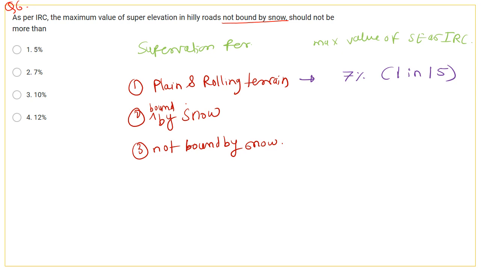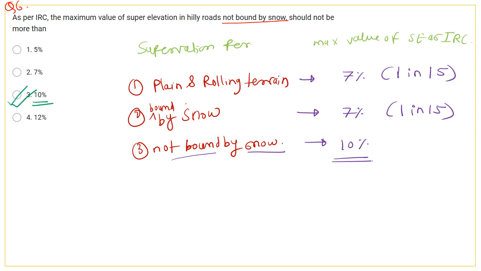1 in 15. Then second is 7%, 1 in 15. And last one is 10%. Okay, 10% is value for not bound by snow. So here the option number second is not correct, option number third is 10%. So option number third is correct here.